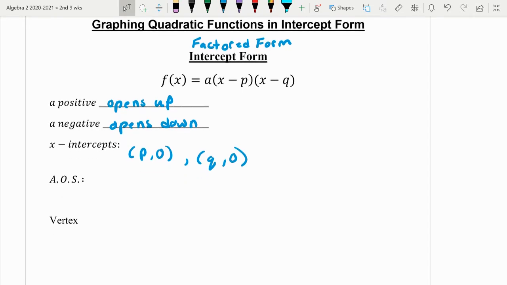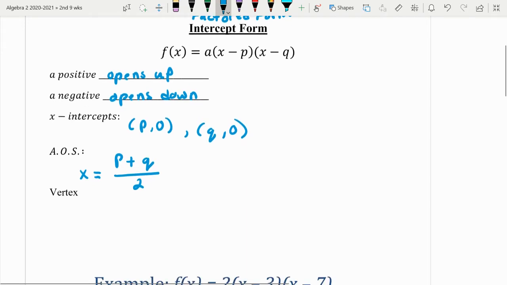Axis of symmetry is a line, so it's x equals. The formula for this: you take p plus q divided by 2. You have your x-intercepts, and you're basically dividing the distance between one intercept and the other, and that's exactly the middle of the quadratic, or the parabola.